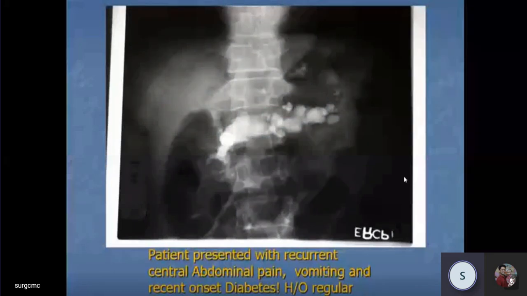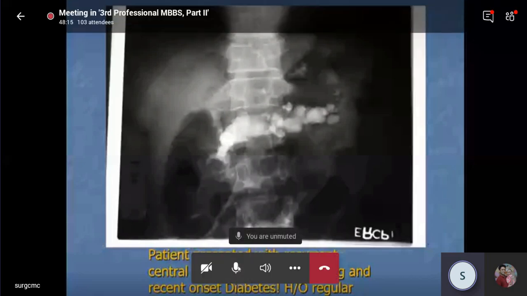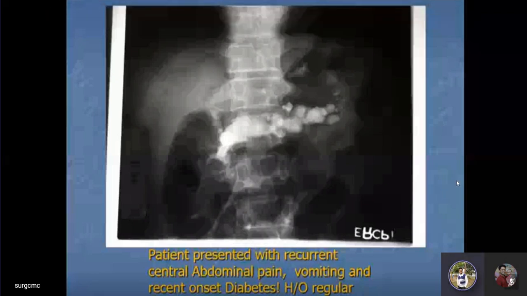I will give the history. Anybody? Sir, chronic pancreatitis. So, why is the X-ray looking like this? Sir, the lumen is calcified. Calcific pancreatitis. Chronic calcific pancreatitis, I will accept that. That is the right answer. Chronic calcifying pancreatitis or multiple pancreatic duct calculi.